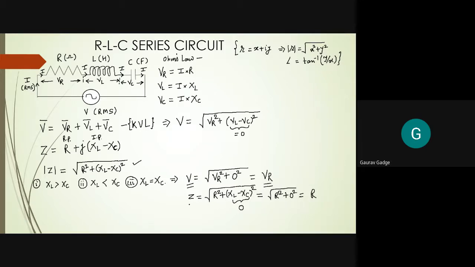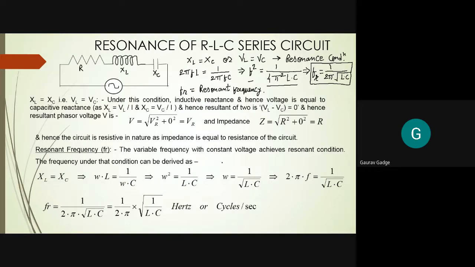So under resonance condition, what is another condition which we are getting? Z is equal to R. The second condition you got is V is equal to VR. So let us take this: V is equal to VR and Z is equal to R. Hence, the circuit is resistive in nature, as impedance is equal to the resistance of the circuit.